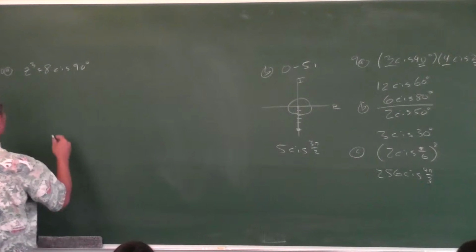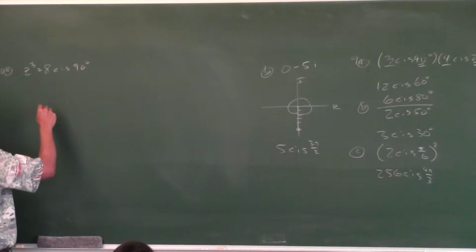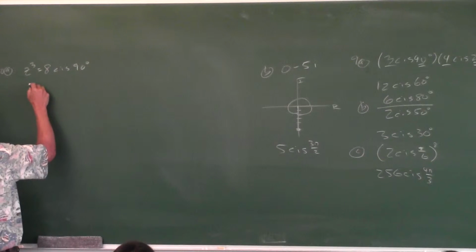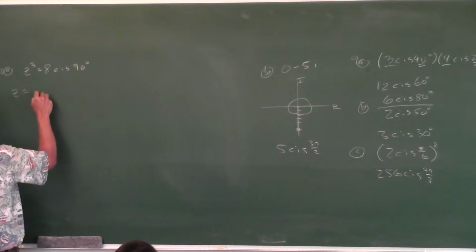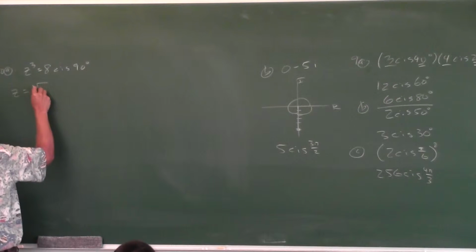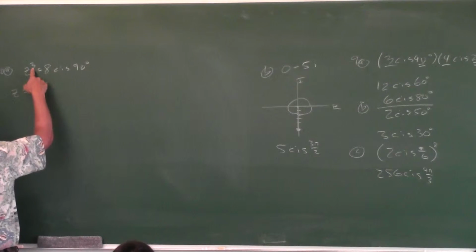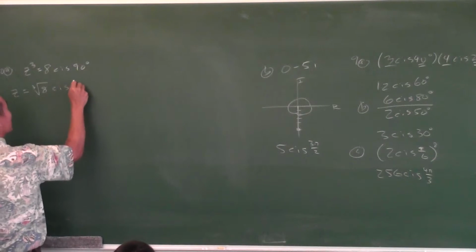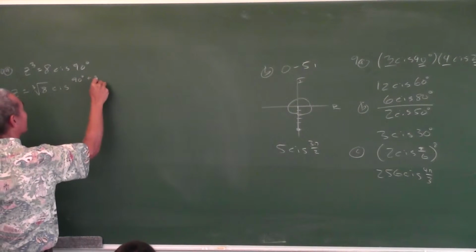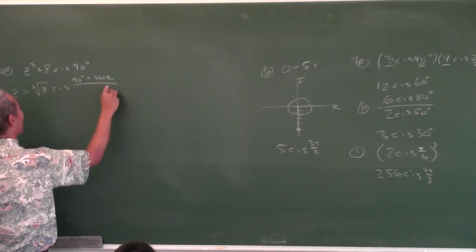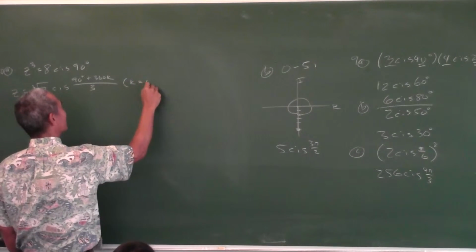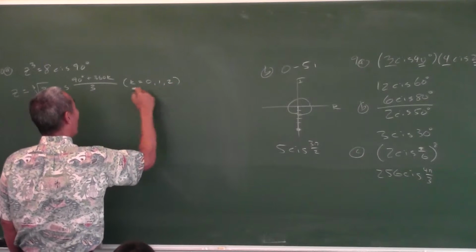Okay? So, do I need to write the formula or can we just go to the answers? Okay, here's the formula. Z is equal to the cube root of 8, right? That's n, that's r, that's theta. You just plug it into the formula. Cis 90 degrees plus 360k all over 3, where k is equal to 0, 1, and 2.